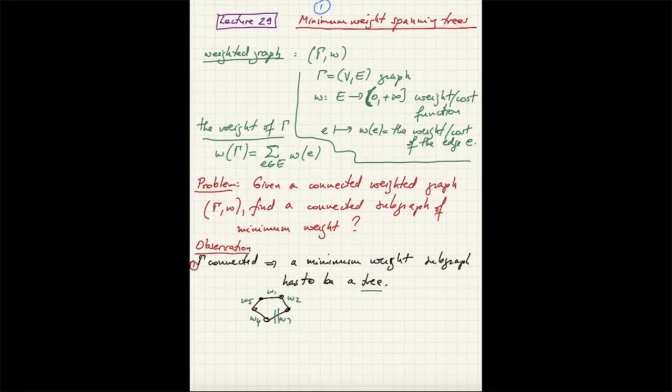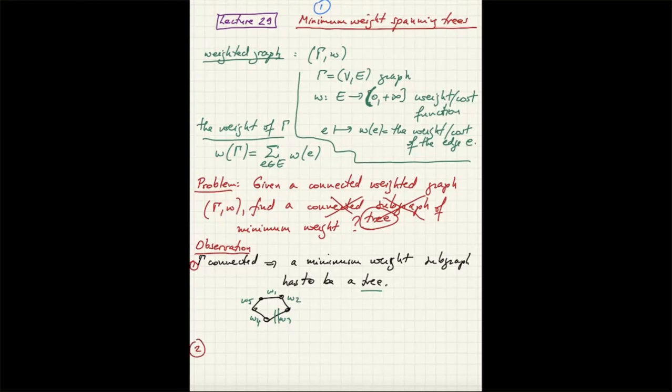Now, this kind of motivates the notion which is contained in the title. We talk about minimum weight spanning trees. So here, when we're talking about finding a connected subgraph, we are essentially looking at finding a tree of minimum weight. Now, that should make the problem easier.